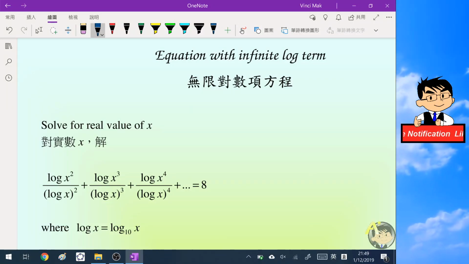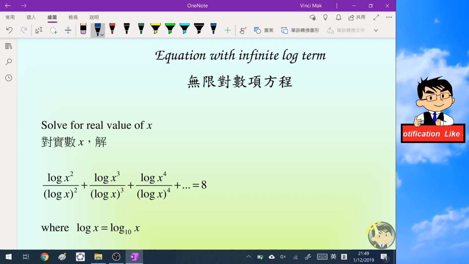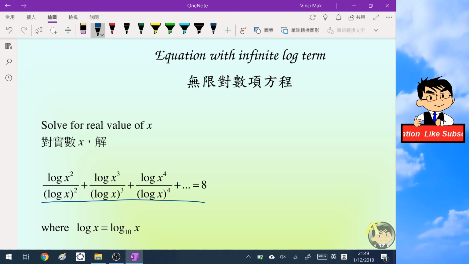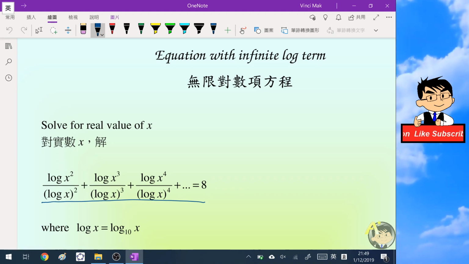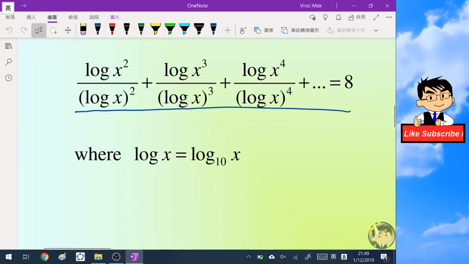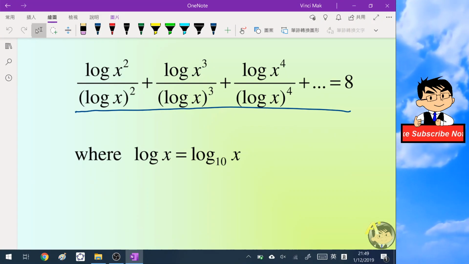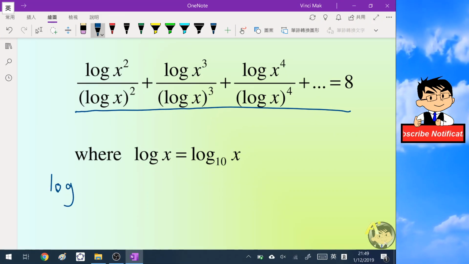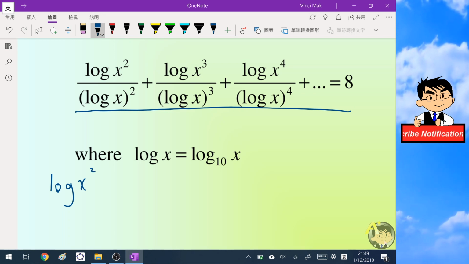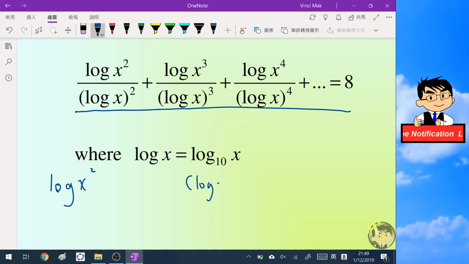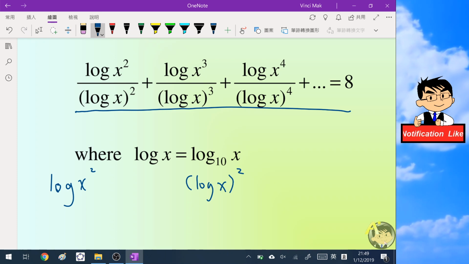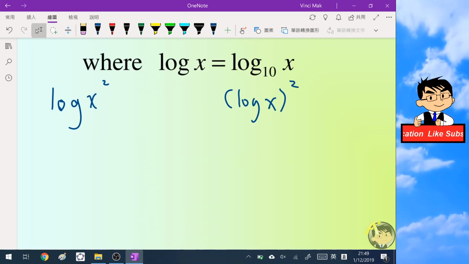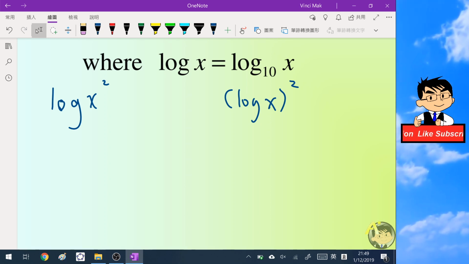And in this video we are going to solve this equation, a log equation with infinite terms. First of all, I would like to emphasize the difference between the numerator, the log x squared, and the denominator, the bracket log x whole square. So what is the difference of these two terms? I think many students are confused about this.